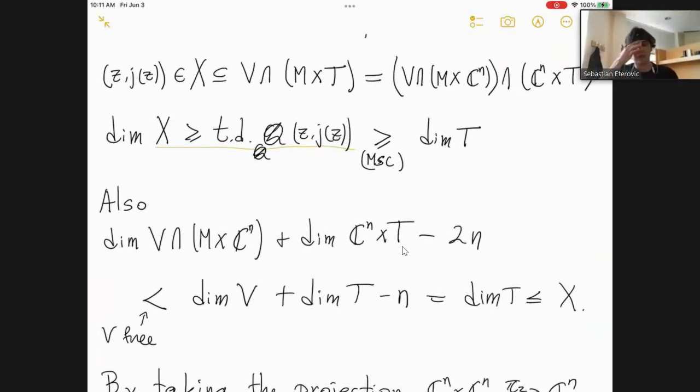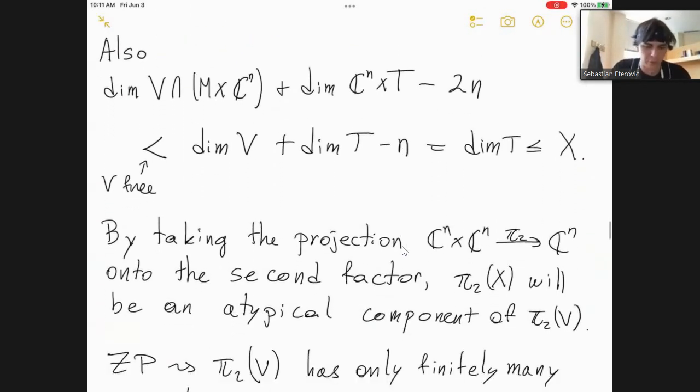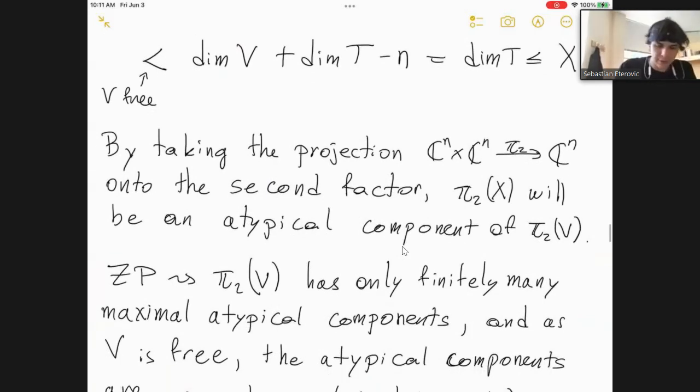Okay, so yeah, the whole point of this was to try to use Zilber-Pink. Now, in order to use Zilber-Pink, what you can do is you can project this whole picture onto the second factor, onto the second version of C to the N. And if you do all the counting of dimensions correctly, you will observe then that the projection of X gives you an atypical component of the projection of V. And so Zilber-Pink says that the projection of V can only have finitely many maximal atypical components.